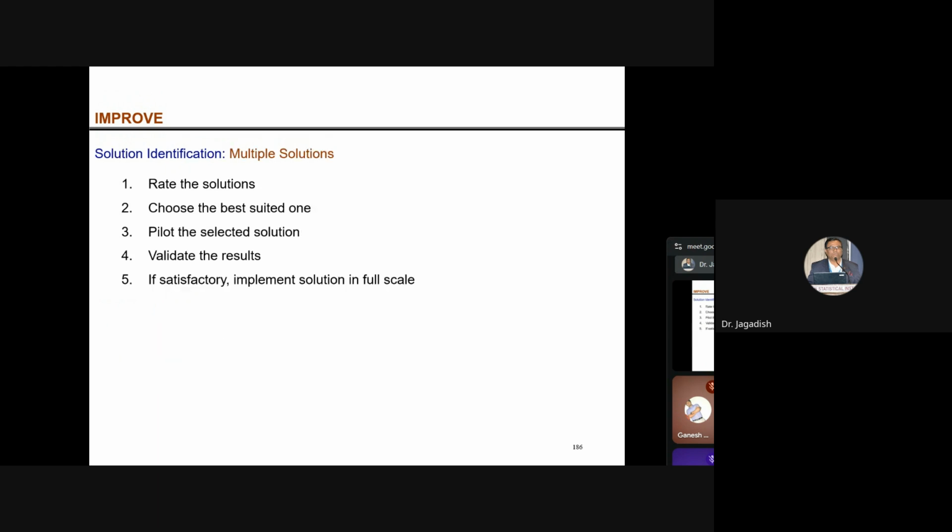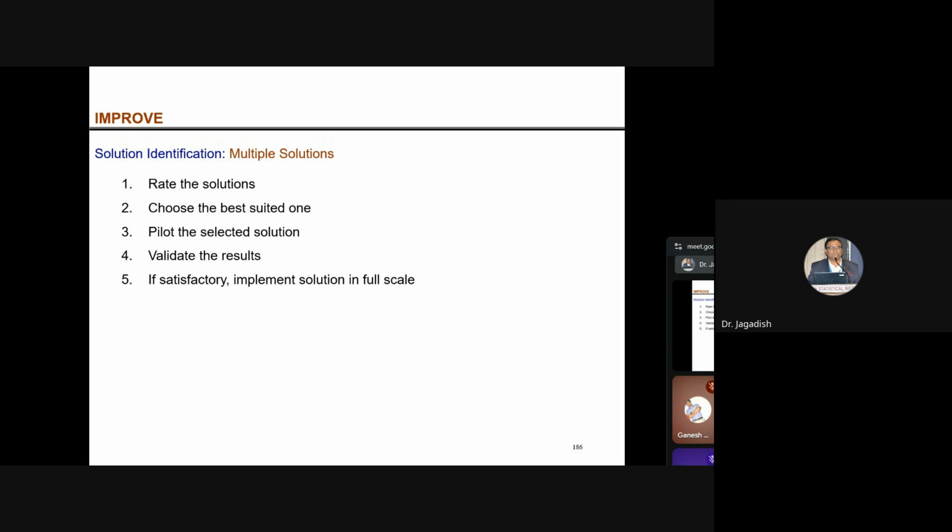If multiple solutions are there, then rate the solutions and prioritize. Suppose there are three solutions you got. Which solution do I need to apply first? Rate the solutions, choose the best suited one, pilot the selected solution, validate the result, and if satisfactory, implement the solution at full scale, followed by the other solutions also.